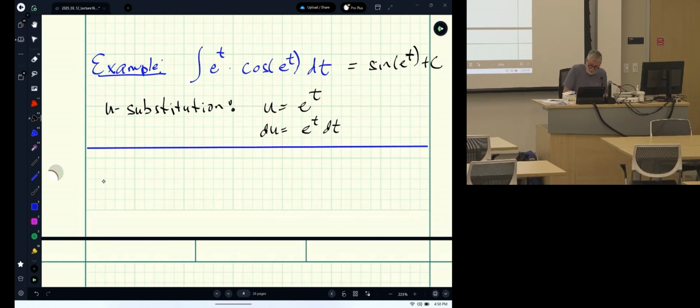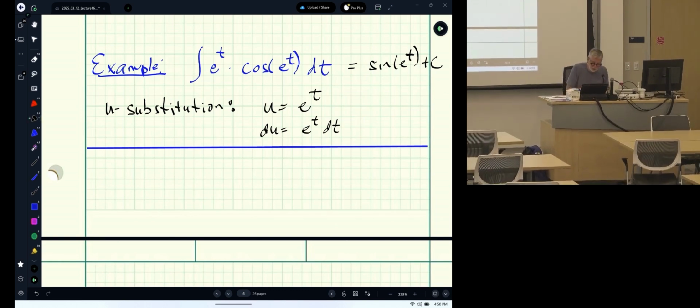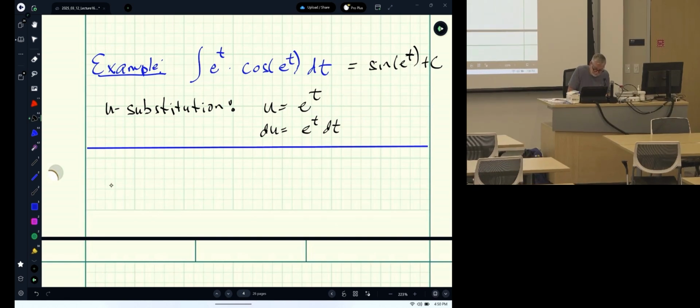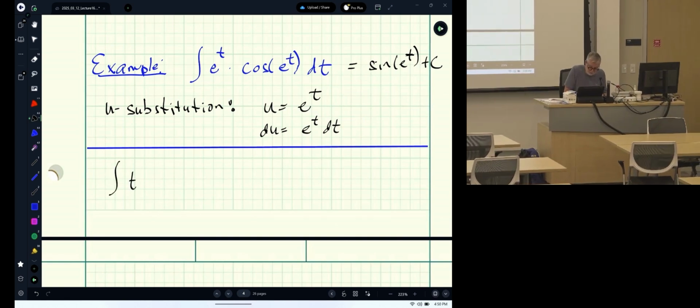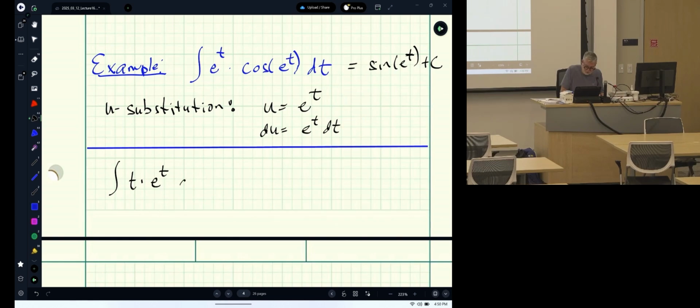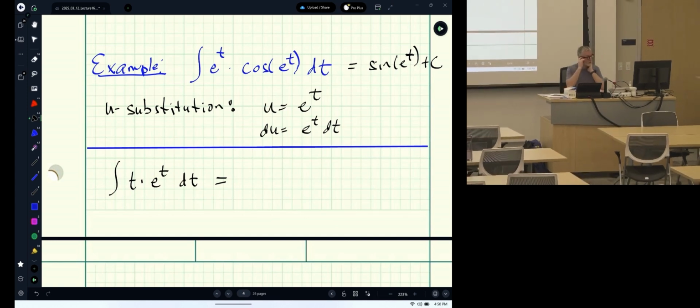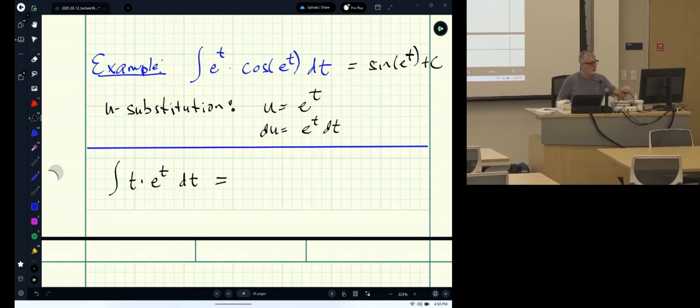Okay, how about this one? How about if we remove the cosine and do something like this? What's the antiderivative of t times e to the t dt? How do we approach that one? Ooh, u-sub, you got that one. Jason, thanks. And this one by parts, yeah.